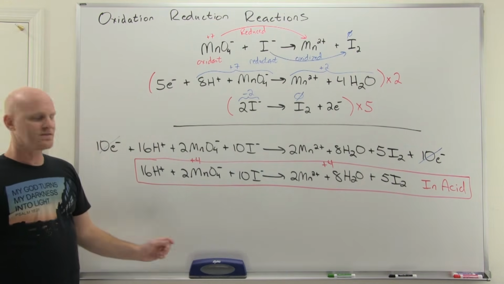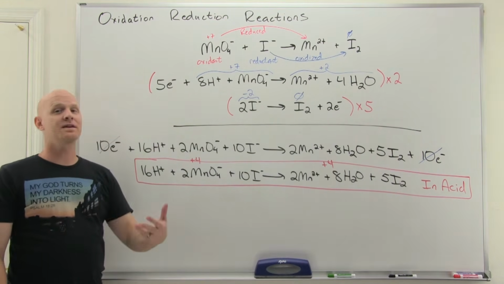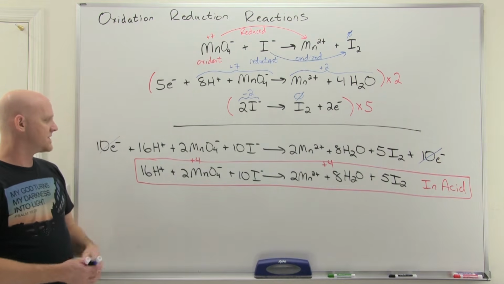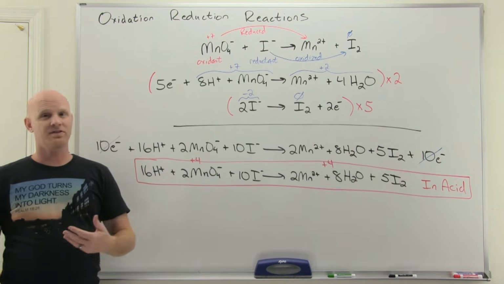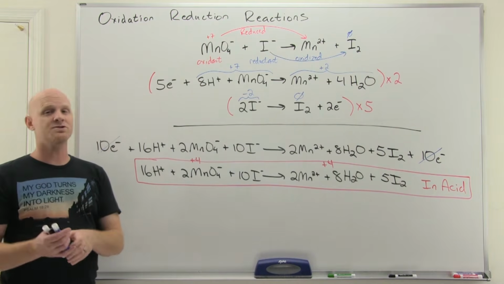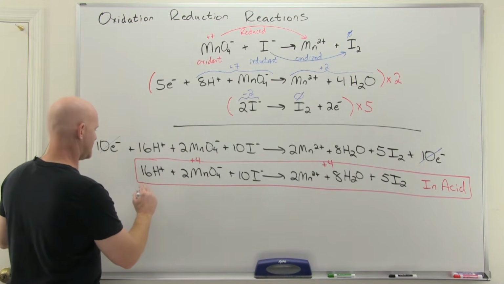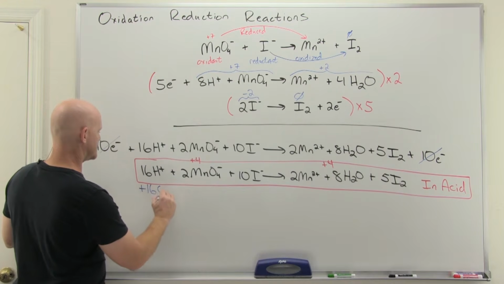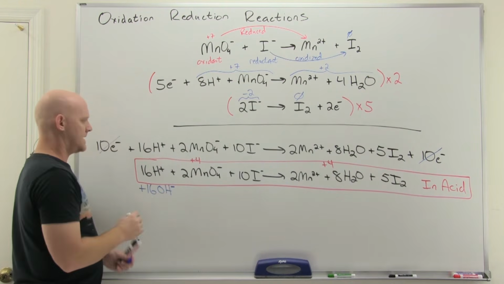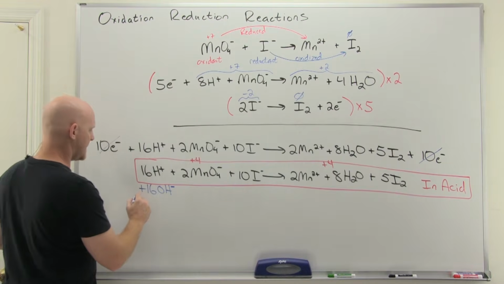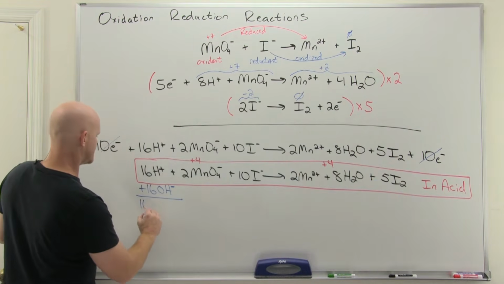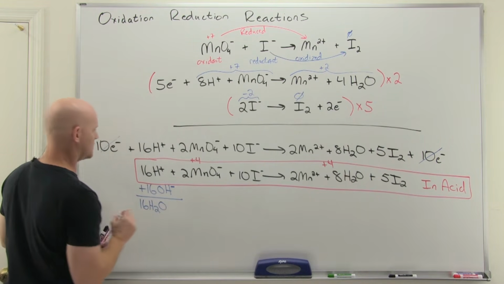All right, so we balanced it in acid, so then how do we go from here to balance it in base, if that's the question? The key is H plus doesn't exist in any significant amount in a basic solution, and so you need to neutralize all of it. So in this case, for every H plus, we're going to add an OH minus. And H plus and OH minus combine to form water. And so in this case, they're going to combine to form 16 waters.